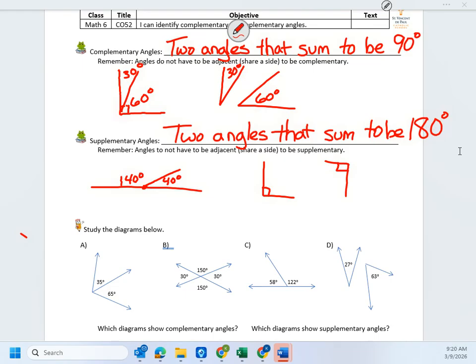Michael? What if the angle is lower than 90 degrees or higher than 90 degrees? So if they don't equal 90 degrees or 180 degrees, they are just two random angles. They don't have a special name given to them. We only give a special name to the 90 degree and the 180 degree, complementary and supplementary. Otherwise, they're just two angles. Okay?